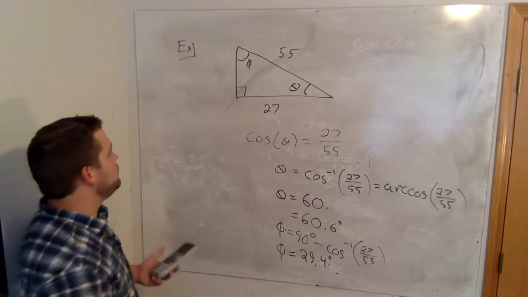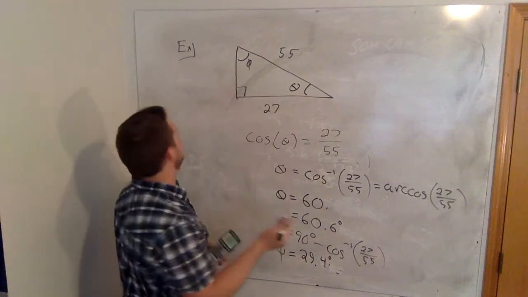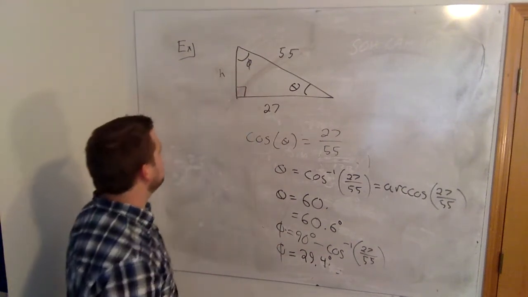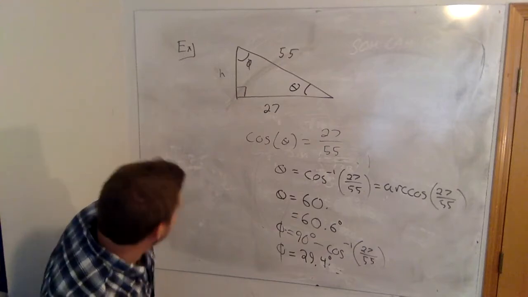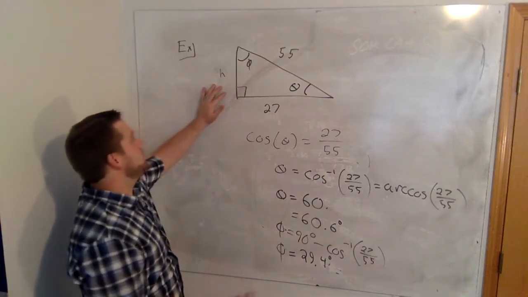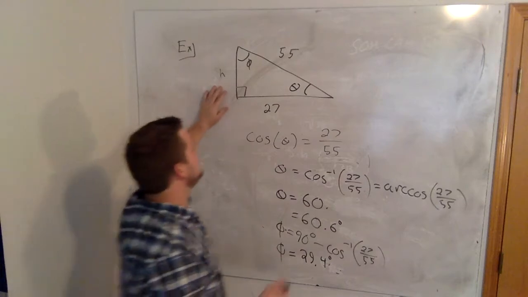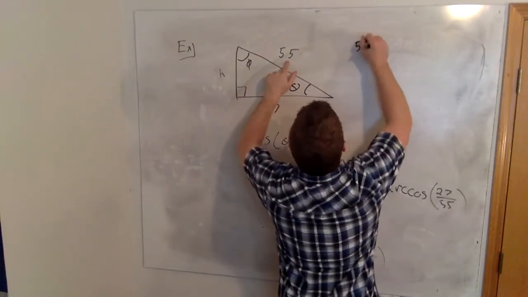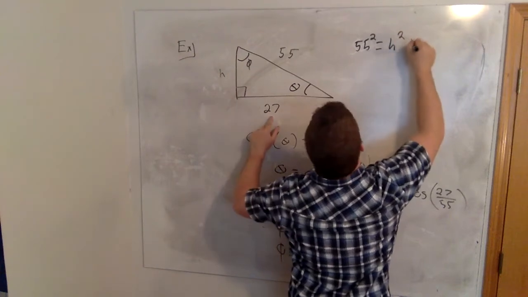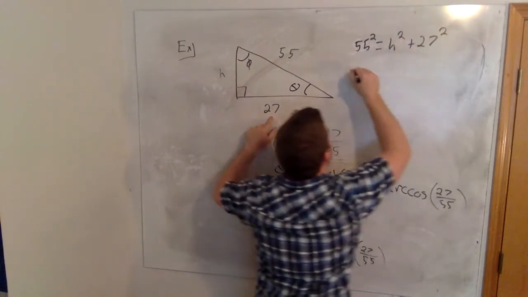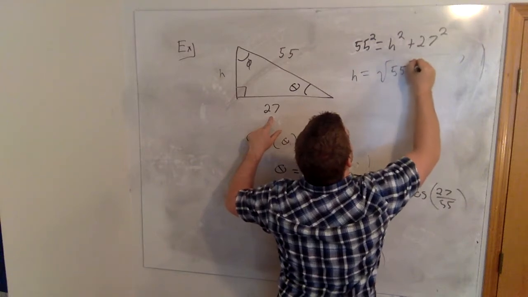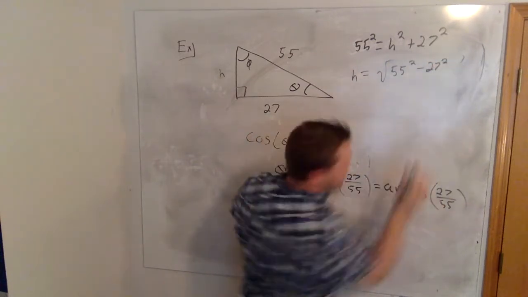Okay, what else don't we know? We don't know this side over here. How about I label that with an H? It looks like a height to me. For fun, I'll show you 2 different ways to find H. The easiest way is to just use the Pythagorean theorem. The square of the hypotenuse is equal to the sum of the squares of the legs. So H would be equal to the square root of 55 squared minus 27 squared.